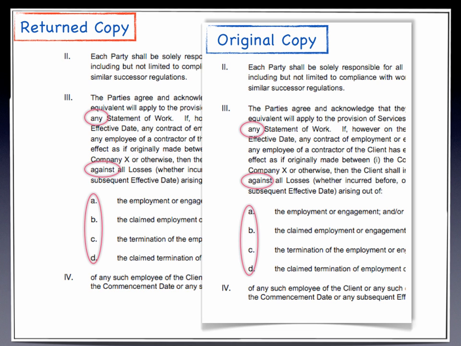As you can see in this example, the words any and against appear on the 3rd and 8th lines as in the original. Also, we have bullet points A through D in both copies. So you can be pretty sure that this section of the contract has not been altered. If that section had words added or removed, then the words would not line up the same way. This would be obvious with gaps or font changes as well.